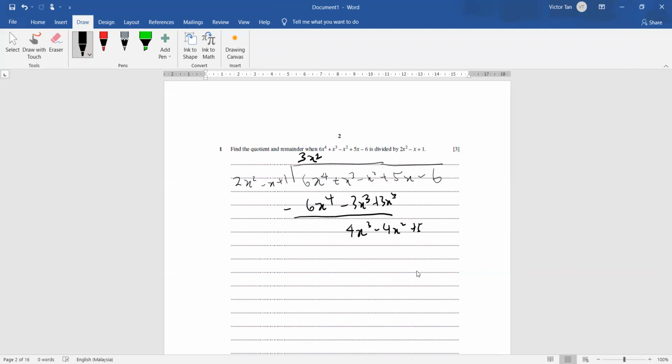Bring down the 5x. Then you must times by minus 2x. Okay, so 4x cubed. x times 2x is 2x squared, minus. So minus 4x cubed plus 2x cubed gives minus 2x squared. 5x minus 2x is 3x. Bring down the minus 6. Here you just times by minus 1.